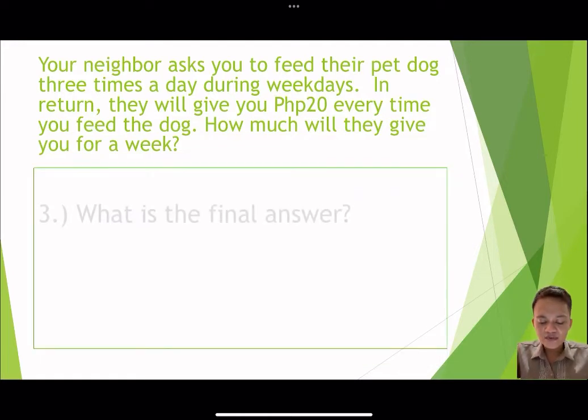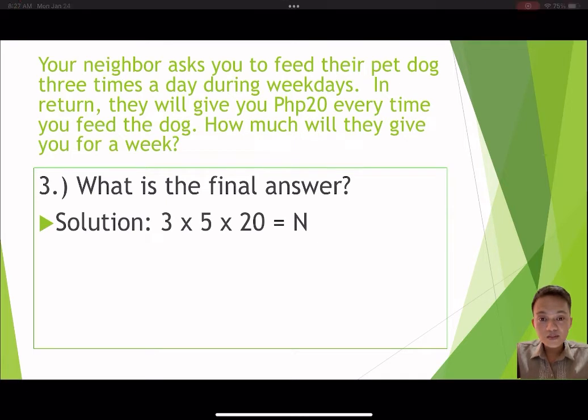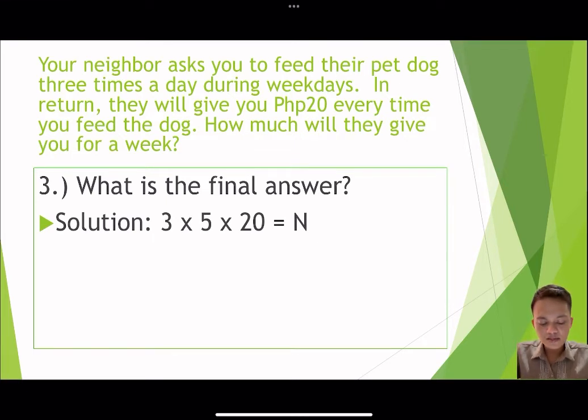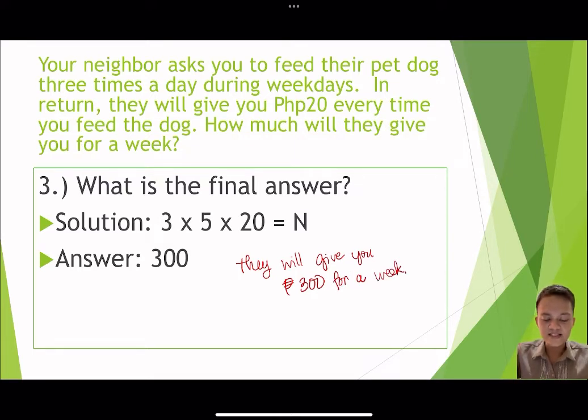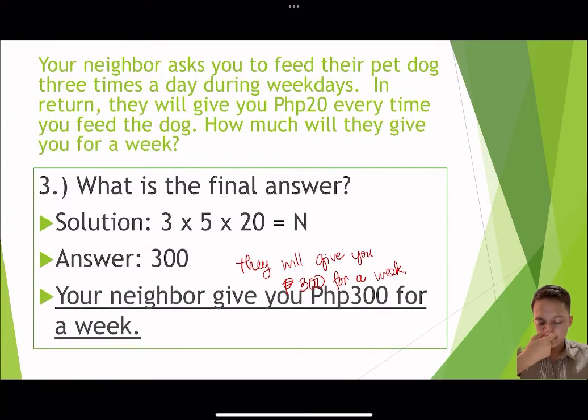And what is the final answer? So, involving the solution, 3 times 5 times 20 is equal to 300. So, 300 ang babayaran niya, ang ibabayad niya sa'yo sa buong linggo. So, they will give you 300 pesos for a week. Okay, nice. Next. Your neighbor will give you 300 pesos for a week.